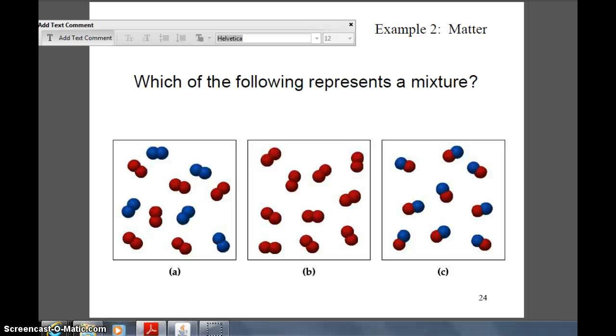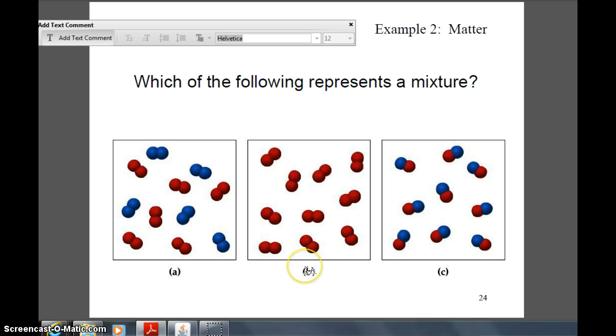So on that note, let's recap a little bit based on what we know about mixtures and pure substances, compounds, elements, etc. The question here is, which of the following represents a mixture? So hopefully you can see that A has red and blue spheres, B has all red, and C has one red, one blue. So hopefully you can see that it is A which has two different kinds of components, hence that represents a mixture.